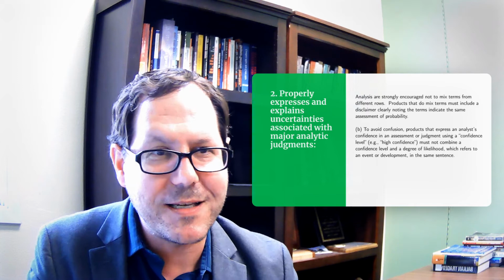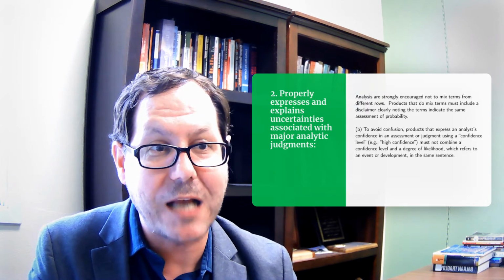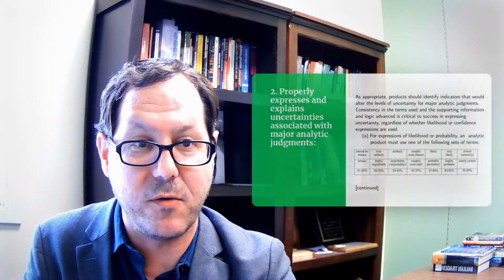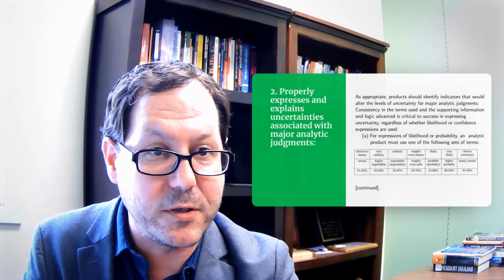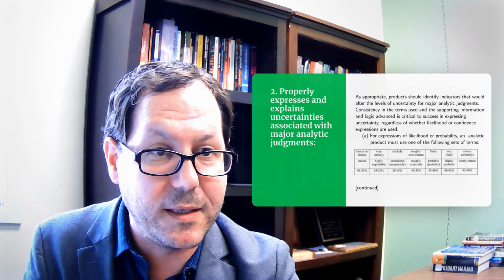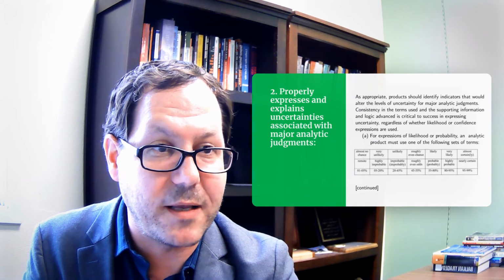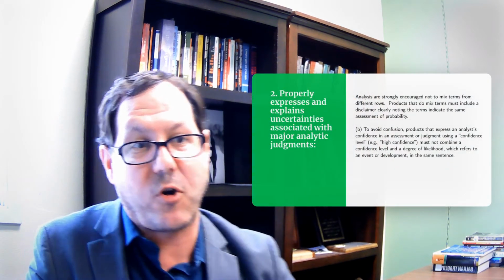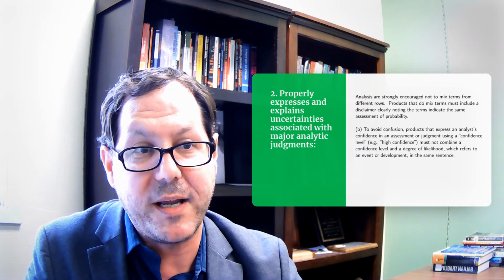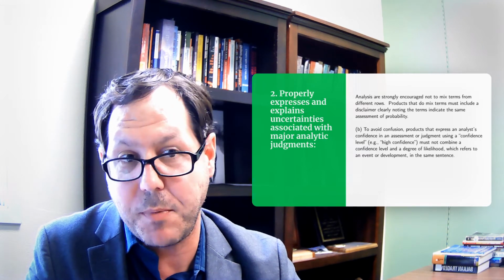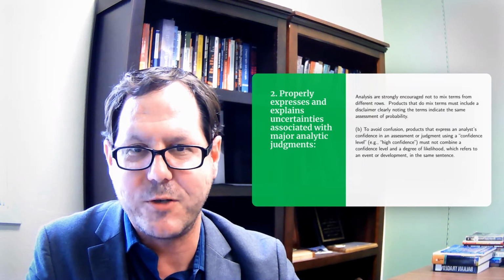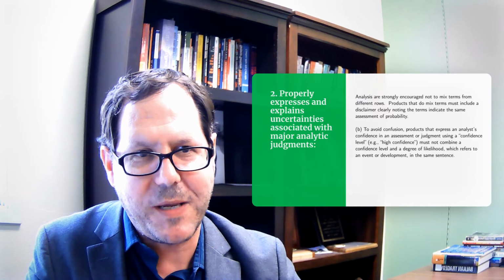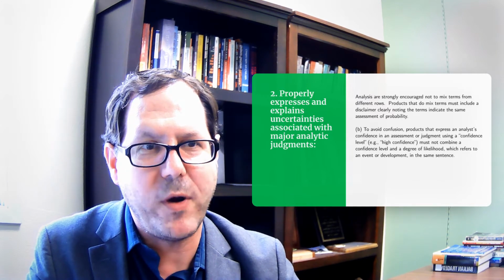So analysts are strongly encouraged not to mix terms from different rows. So that's referring to this table where there's rows that use language of likelihood and language of certainty. And then in addition to not mixing terms, products that do mix terms must include a disclaimer clearly noting the terms indicate the same assessment of probability. So if you are going to mix your language, make sure that you're not adding undue confusion around that. And the second piece of this, of how to communicate around this clearly, is to avoid confusion.